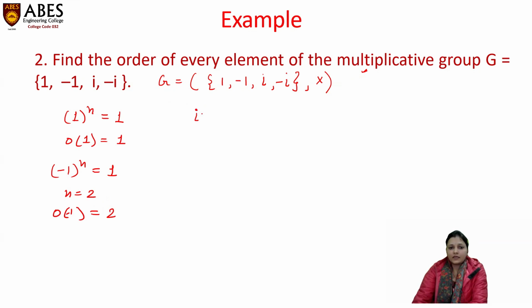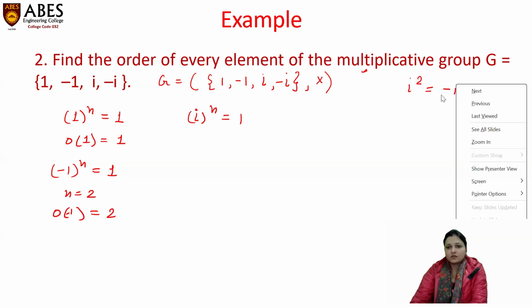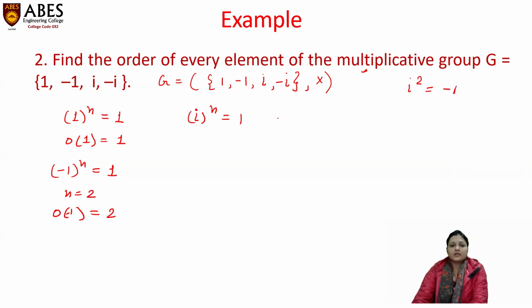What power of i will give us 1? We know that i is a complex number. We know the value of i square is minus 1. So what power of i will give us 1? It will obviously be n is equal to 4. If we take i to the power 4, we can split 4 into 2 and 2. So i square is minus 1, and minus 1 to the power 2 will give us the identity element. So the order of i is 4.